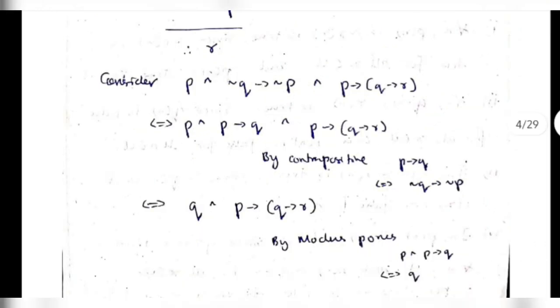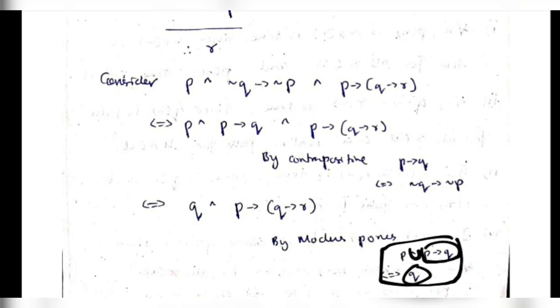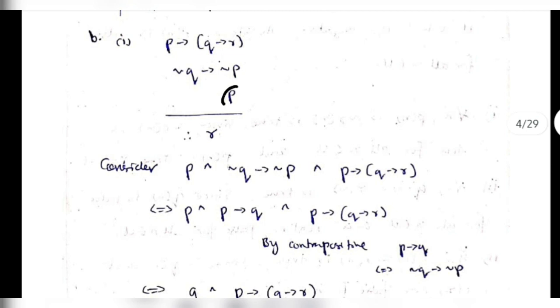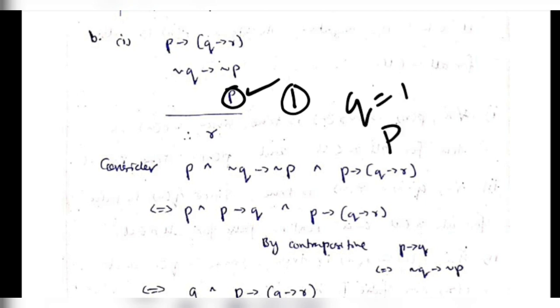And now here you need to pay a bit of attention. By modus ponens we got that p and p conditional q can be written as q. So q's value is 1, that's true, and this whole value should also be true, because it's an AND gate. After knowing that these both values are true, we can further see from the question that p is also true, because p is also given in the question. P's value is also 1. So what we have is q equal to 1 and p equal to 1.